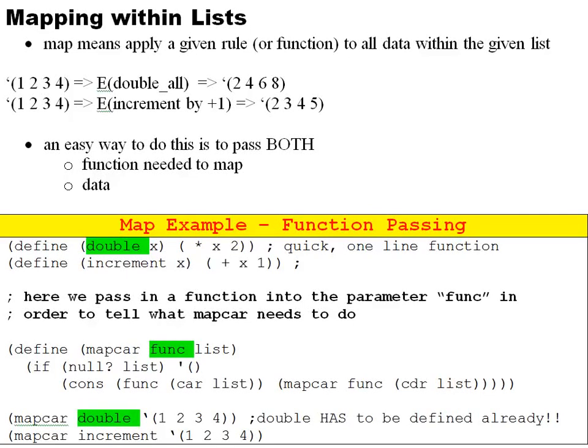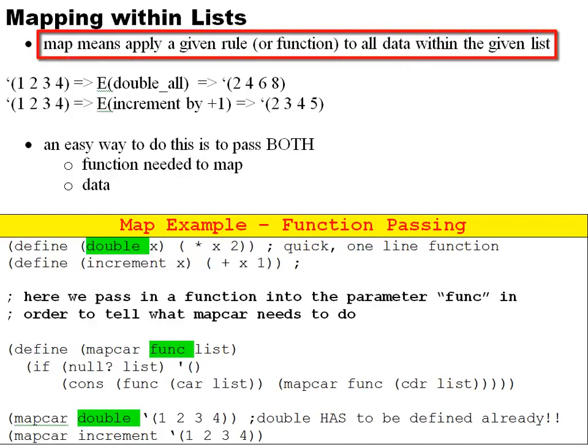I'm sure you've heard of mapping before, but this time it's in Scheme and we are still dealing with lists. Mapping in Scheme and lists means that we're going to apply a given rule or a function to all the data within the given list.